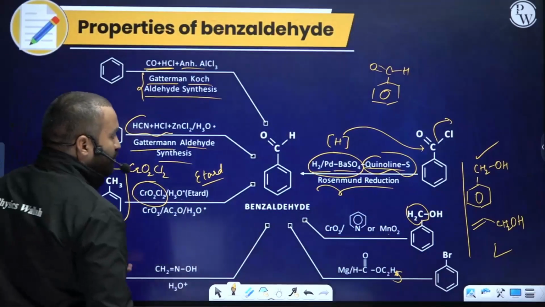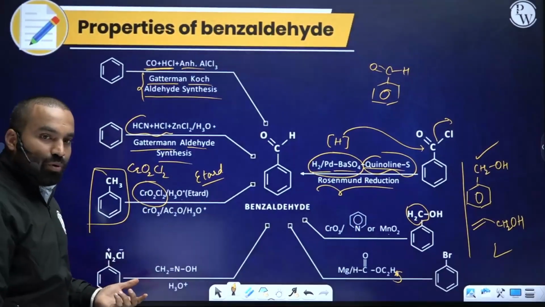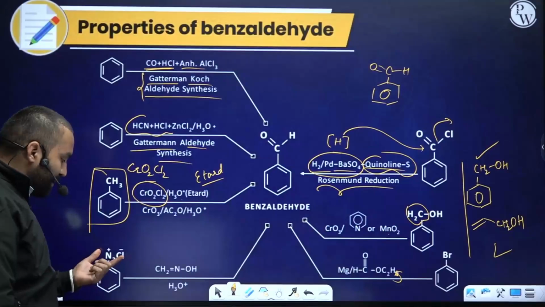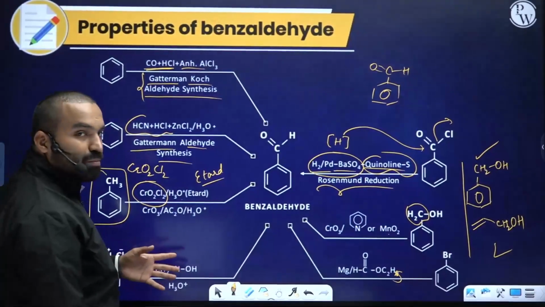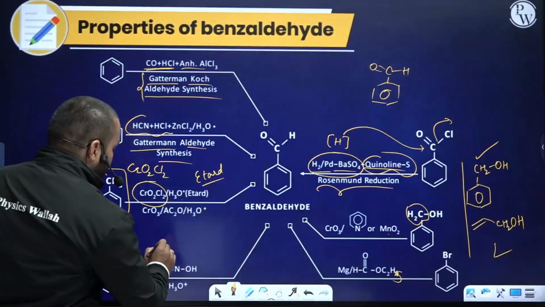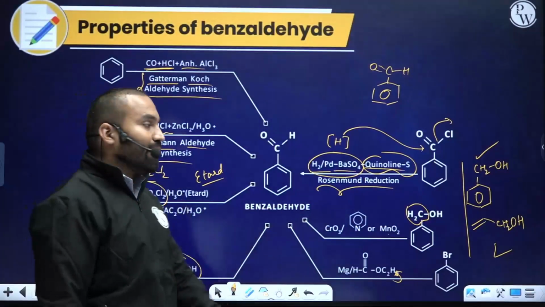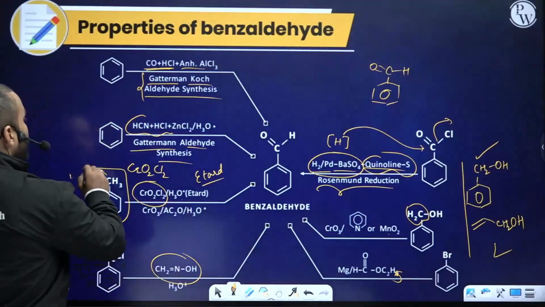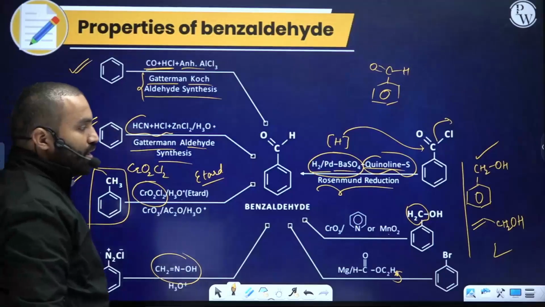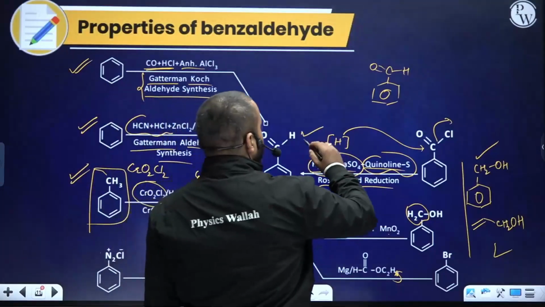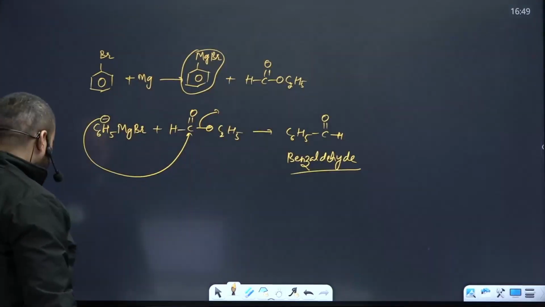Hydrocarbons can also be oxidized to benzaldehyde. This is your very well-known compound, an aromatic diazonium chloride salt. Treatment with CH2 double bond NOH. This is known as oxime. Treated with oxime, the compound obtained is benzaldehyde. On this slide, this is very important. This is also a very important reaction. This is also a very important reaction. And of course, Rosenmund reduction. These four are mandatory. Let's proceed to the next part.